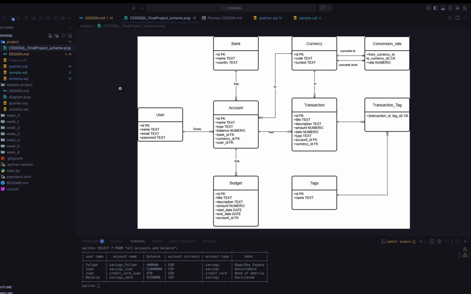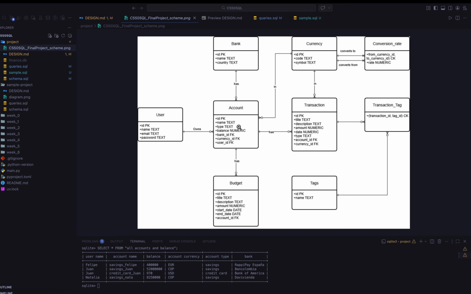So this is the schema, or my entity diagram. We have different entities, as you can see. We have an entity for banks, for accounts, for transactions, for users. Just one example is that a user can have zero or many accounts, and an account can have zero or many transactions. So that's how I built this entity diagram.